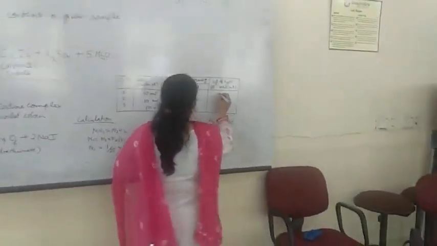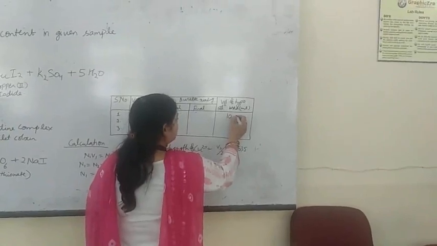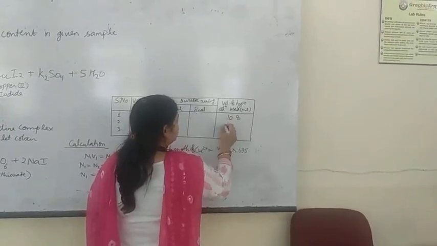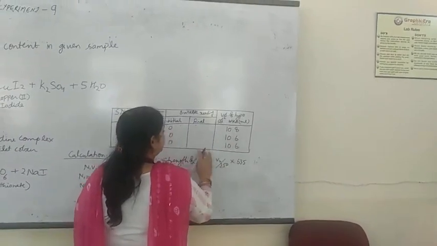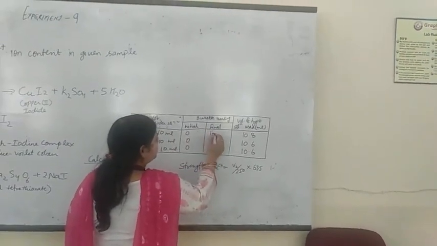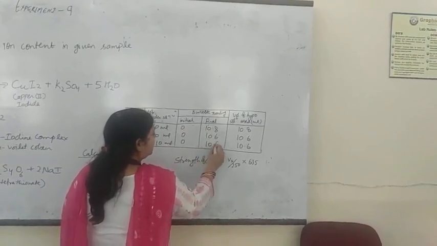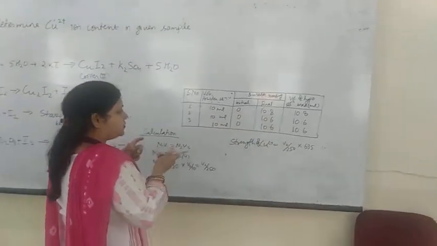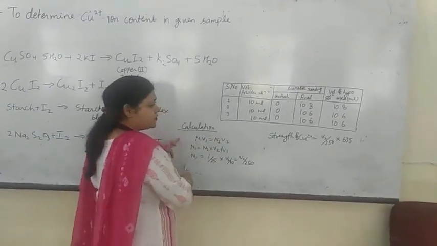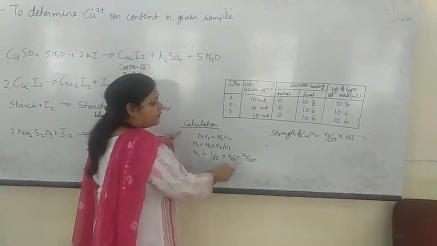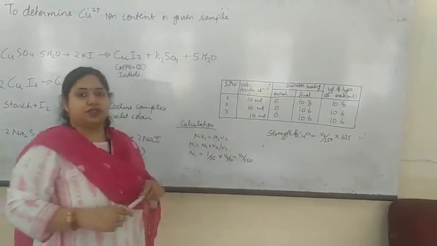We have already taken 2 readings, so I am giving you the readings. The first volume consumed was 10.8, then 10.6, then 10.6. So these are the final readings. After putting the hypo volume used, 10.6, into the calculation, you will easily calculate the strength of copper in the given sample solution.